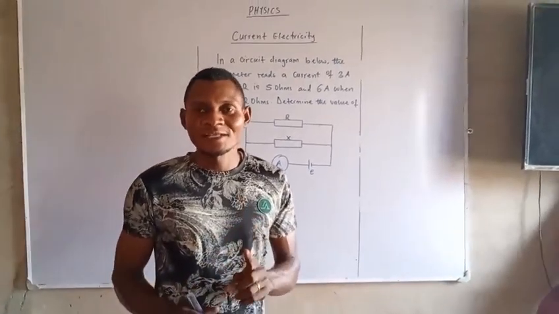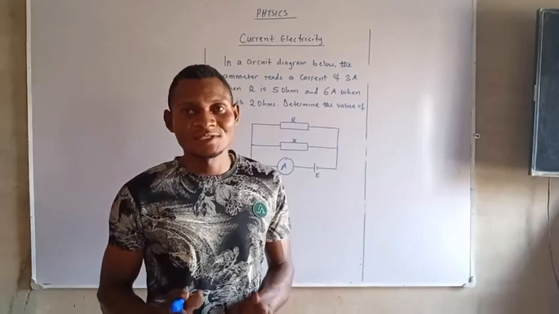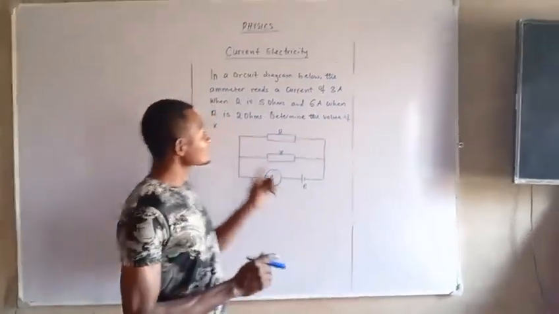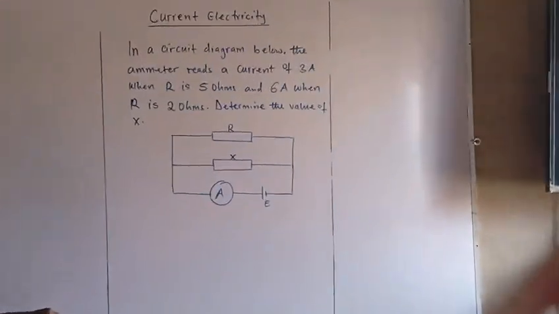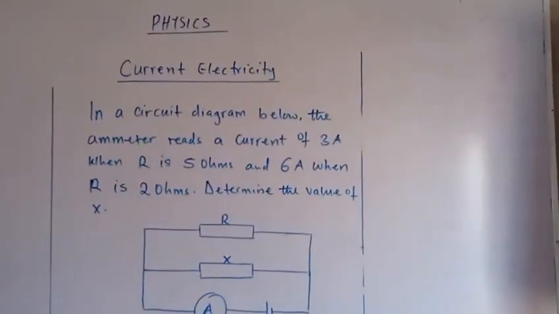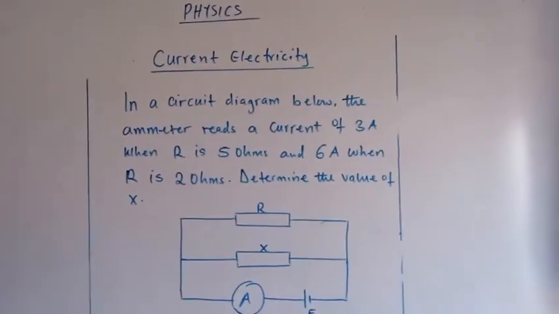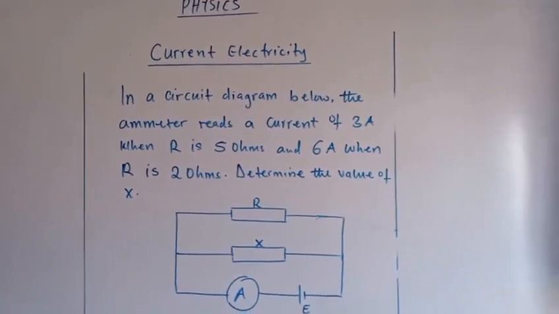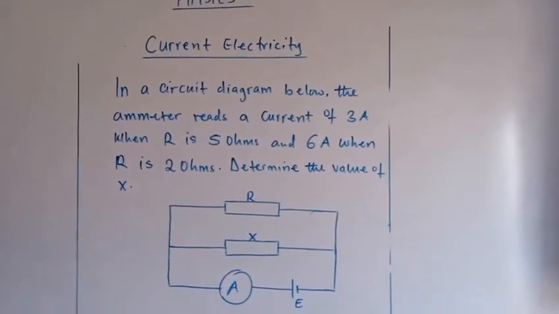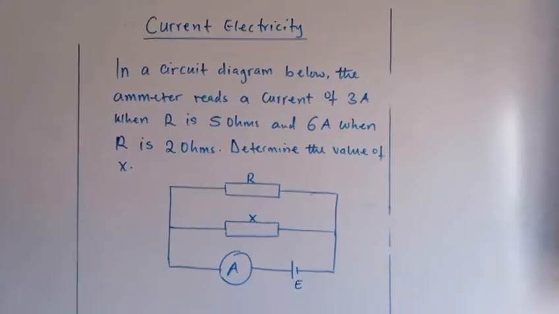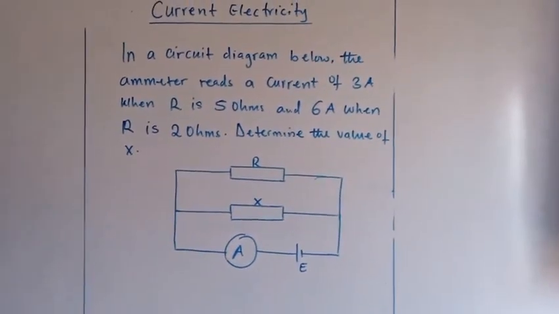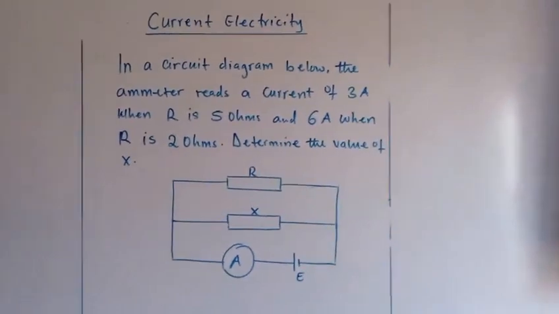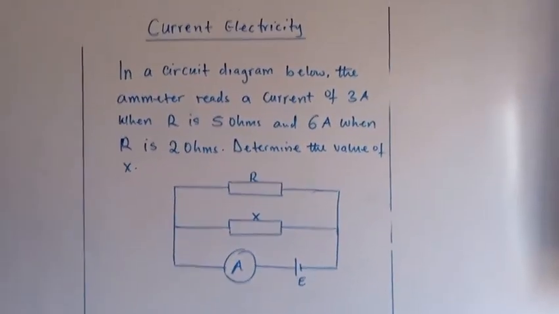I'm going to solve an example on current electricity, and this is the question. The question reads, in a circuit diagram below, the ammeter reads a current of 3 ampere when R is 5 ohms and 6 ampere when R is 2 ohms. Determine the value of X.